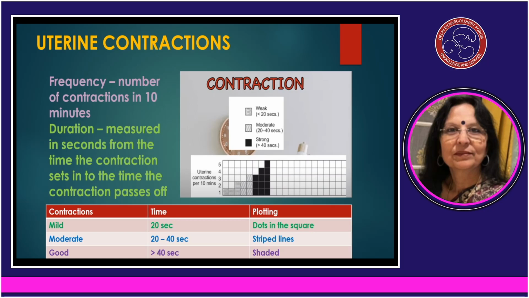And the duration was measured in seconds from the time the contraction sets in to the time the contraction passes off. So when the contraction lasted for less than 20 seconds, it was considered as weak and it was plotted as dots. When it was between 20 and 40 seconds, it was considered to be moderate and it was plotted as slanting lines. And when it was strong, it was completely shaded. Next.